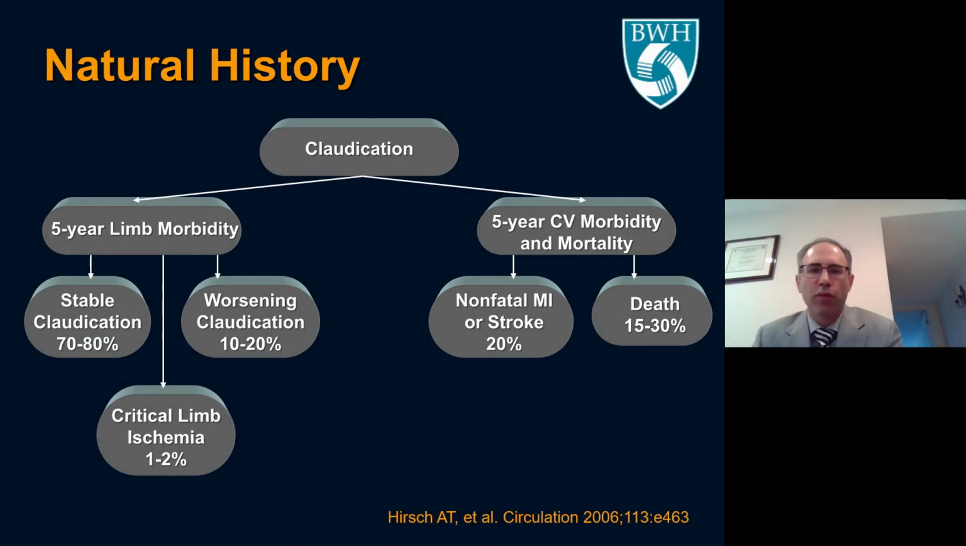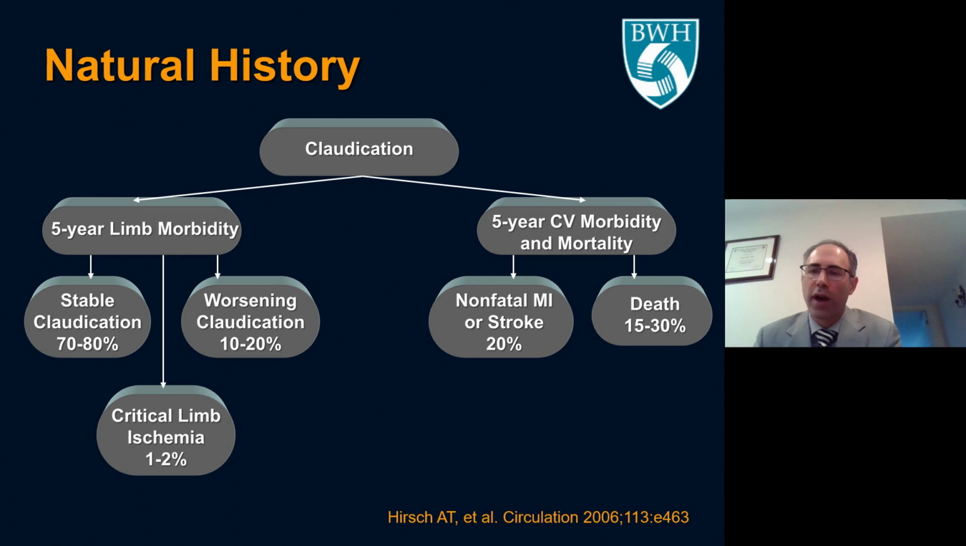Peripheral artery disease is really important to diagnose, less so for the impact on 5-year limb morbidity. If we look at that, we see that if you have a patient with claudication and peripheral artery disease, about 80% of those patients in 5 years will still have the same level of claudication. 1 to 2% of those patients will go on to develop critical limb ischemia. Maybe 10 to 20% of those patients will have worsening claudication symptoms. But most will continue to truck along and do relatively well from a limb standpoint.